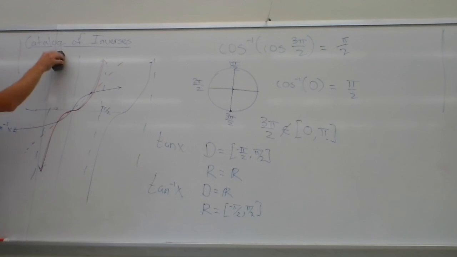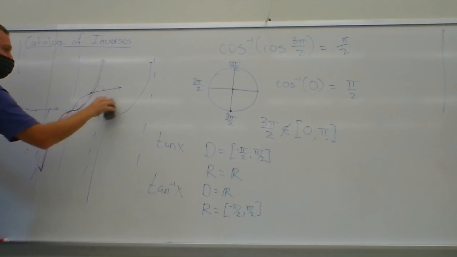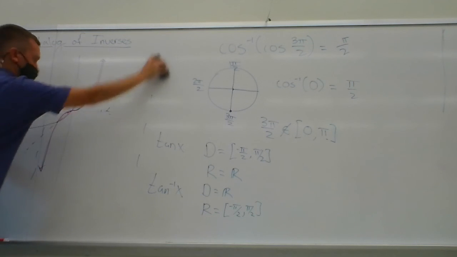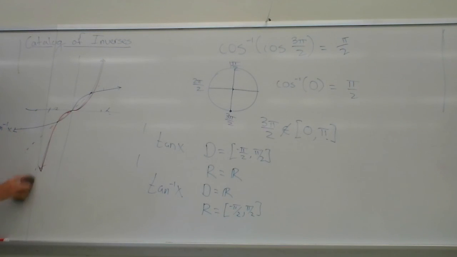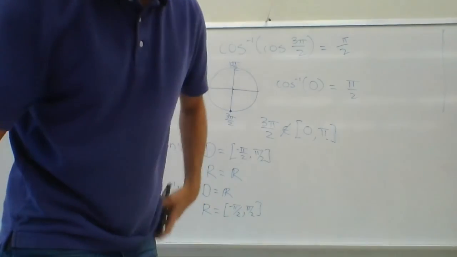Let me erase the unnecessary stuff to give you a clearer picture. There you go. So there's tangent of x, and its inverse. Okay, all right. I think that's it for material.